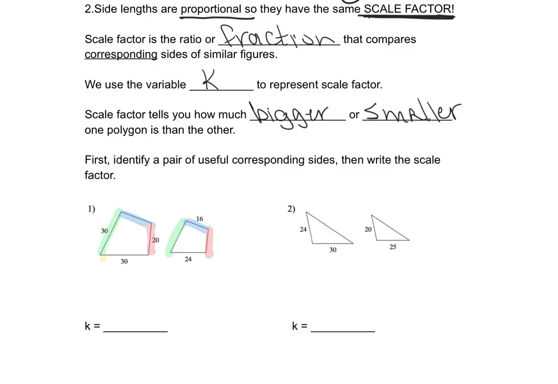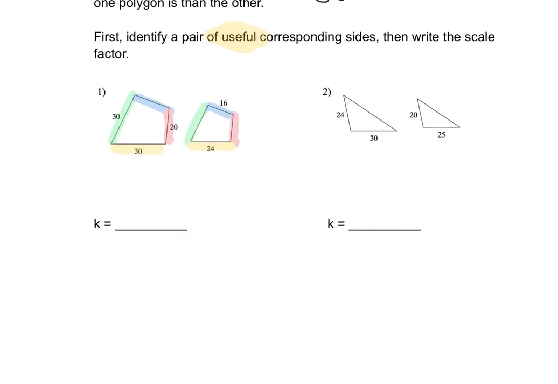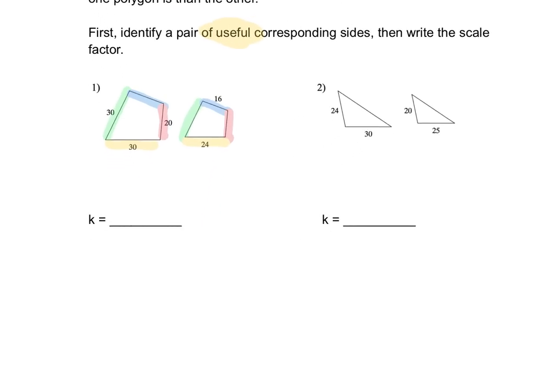So if I look down here, I've got 30 and 24. So when I say useful, that means find the pair that has a number on both of them for that pair of corresponding sides. And all we are going to do is write that pair of corresponding sides as a fraction. So we are going to write 30 over 24.